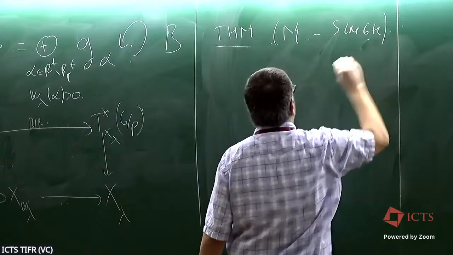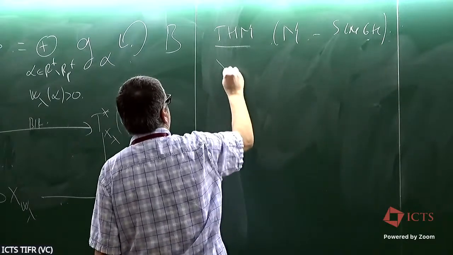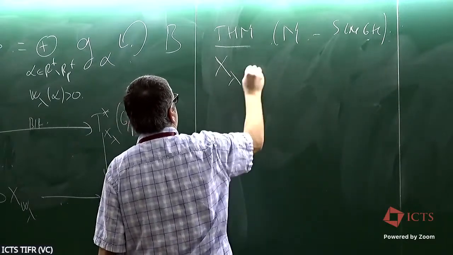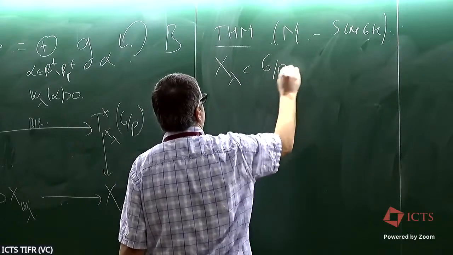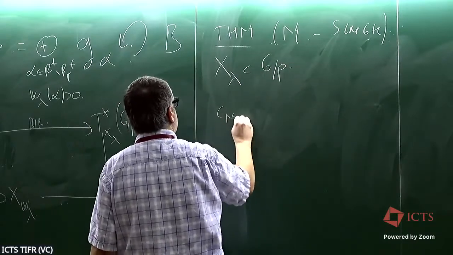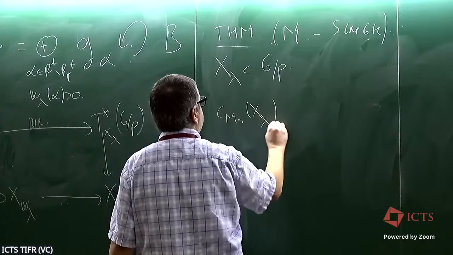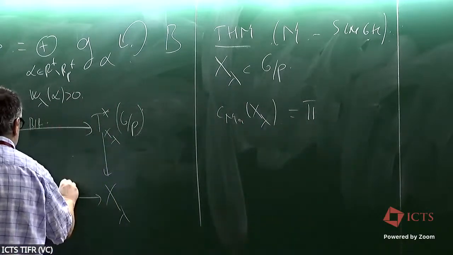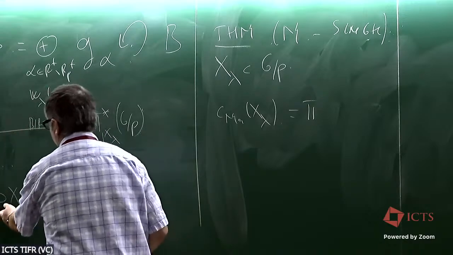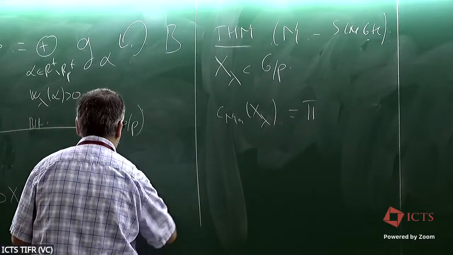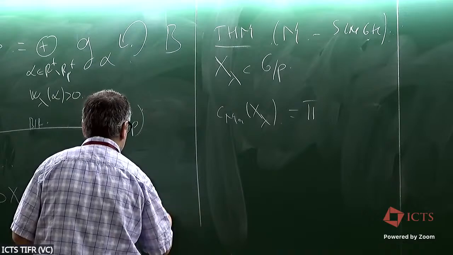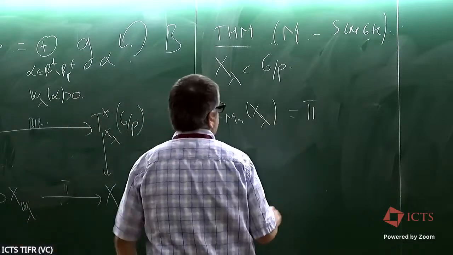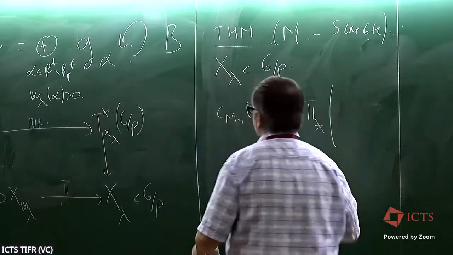It says the following: if you take a Schubert variety inside one of these G mod P's, which is cominuscule, then the mother class of the Schubert variety is just the push forward. So this is going to be just the projection here, right? This is inside G mod P. So there is a projection. So you still have to do something.